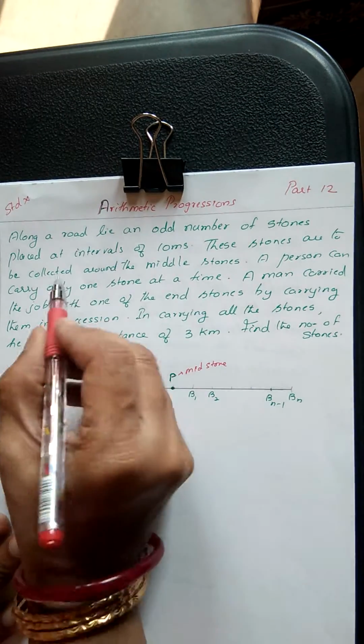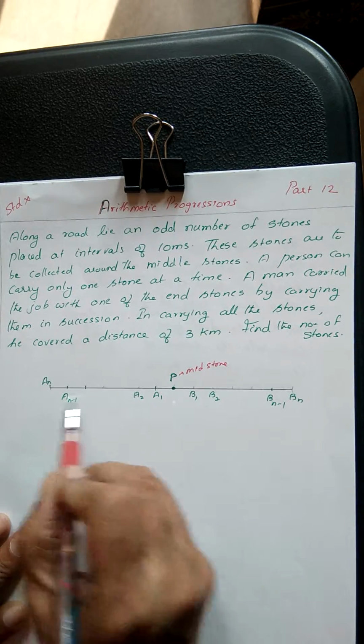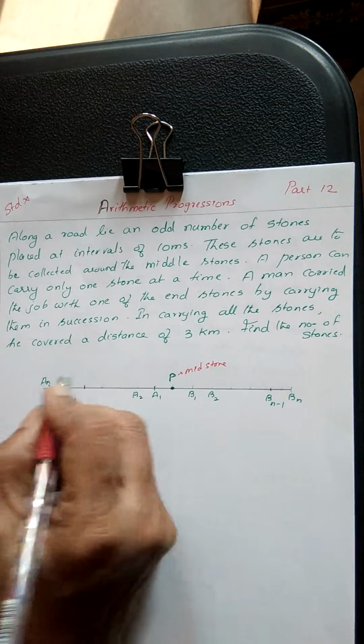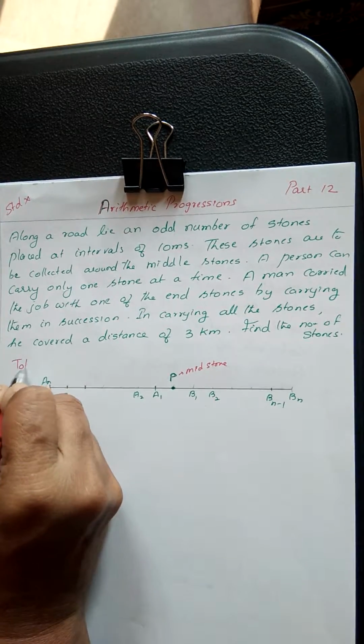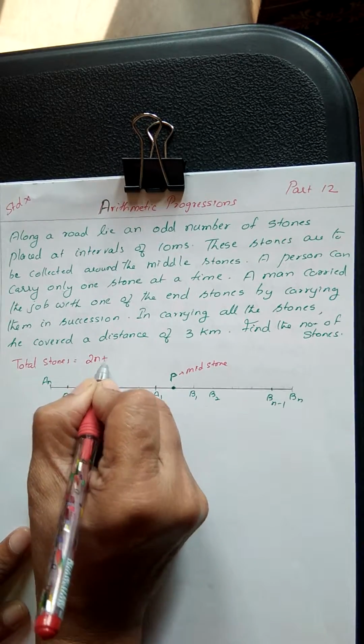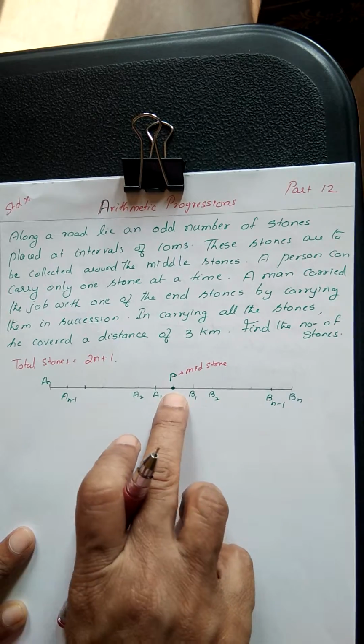There is an odd number of stones, 2n plus 1. So there will be n stones this side and n stones the other side. So the total number of stones will be 2n plus 1: n this side, n this side, 2n, and 1 middle stone.